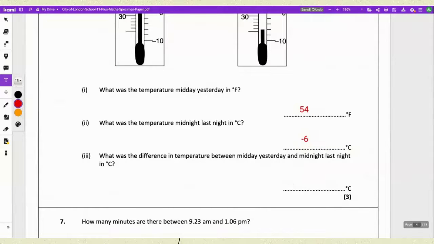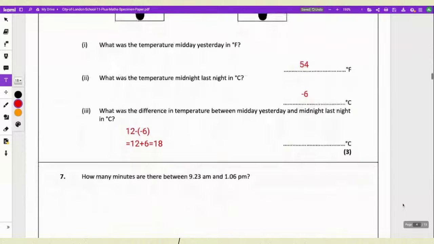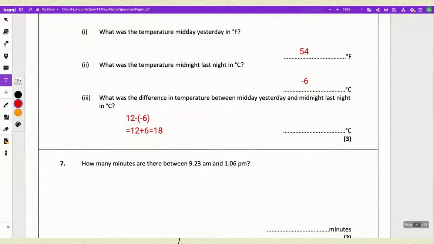And the last one is, they're asking you what was the difference of the temperature between midday yesterday and the midnight last night in C. So centigrade. So you have to do 12, what do you have already? And then you will do -6. Remember about your sign in this one? That will equal to minus and minus becomes plus, plus 6. That gives you 18. That's the answer for number 3.